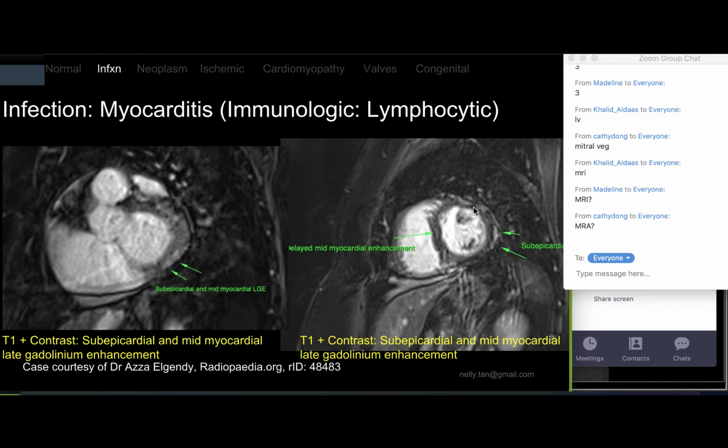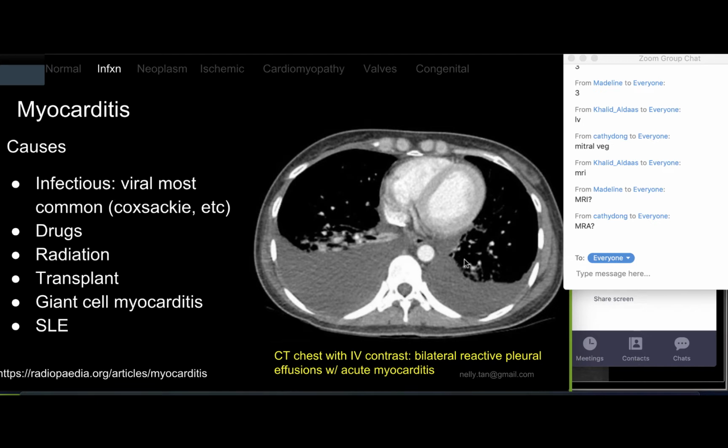Here we see a slightly different view of the heart, but we see a similar enhancement here. There's bright spots here, and there's bright spots here. It's not homogeneously dark, which is what we typically see with normal myocardium. So this is what you see with myocarditis, and MRI can help with that. And the most common cause of myocarditis is viral.